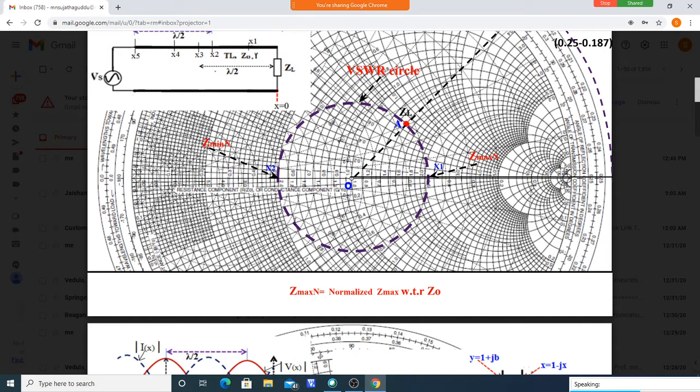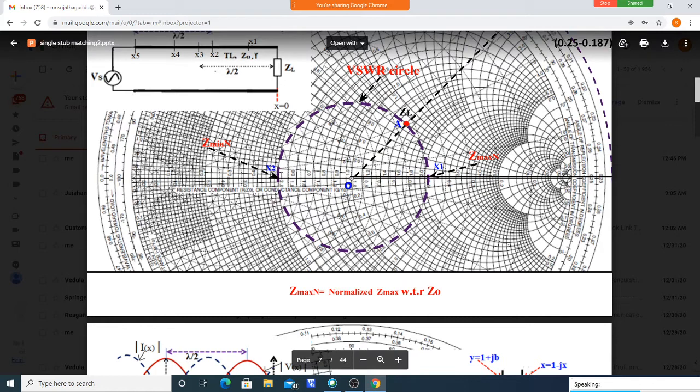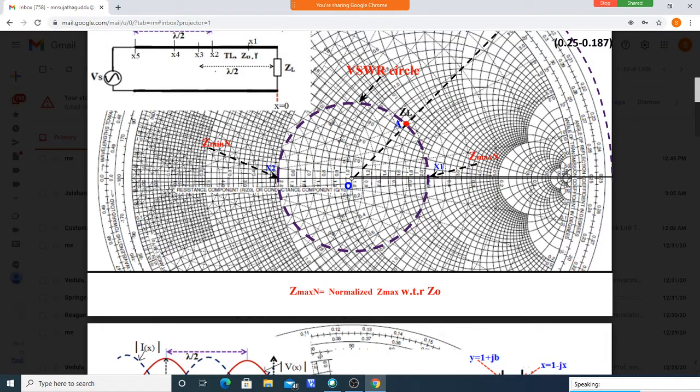Once we reach this position on the left side of the Smith chart, see wherever the VSWR circle cuts the horizontal line. This is the horizontal where x is equal to 0, reactance value 0. Here we will observe the impedance value is at its minimum. It will take a minimum value.